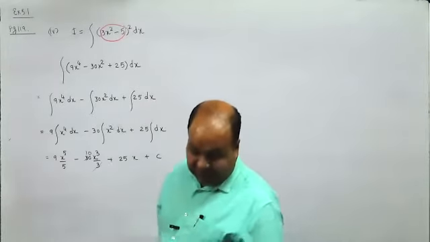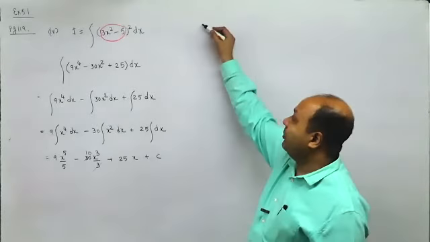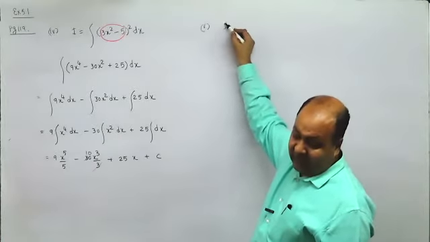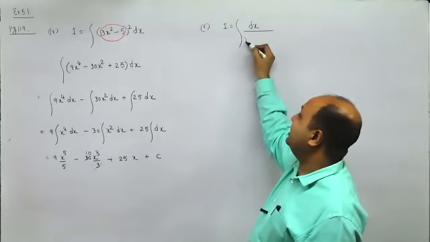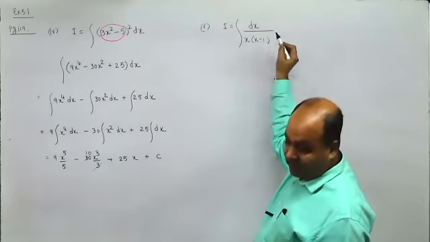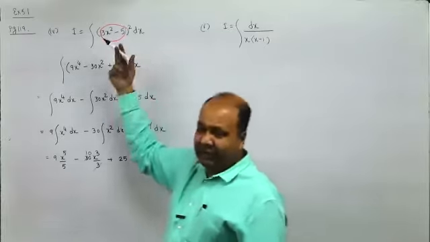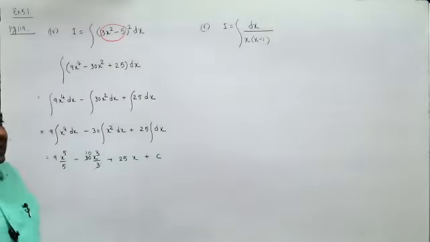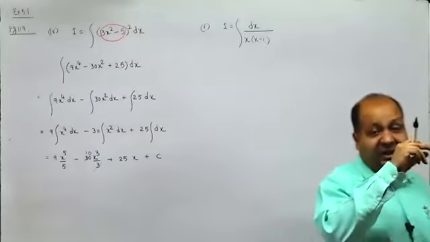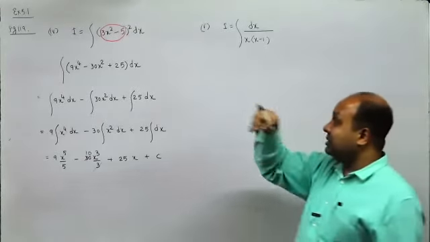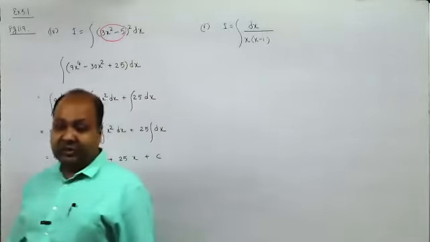Second one is the fifth question of page 119. It is I equal to integral of dx upon x into x minus 1. Now write here a note. In fact, I would have given you this note when I taught this for the first time. I would have given you a note that this cannot be treated as x because this is not linear.